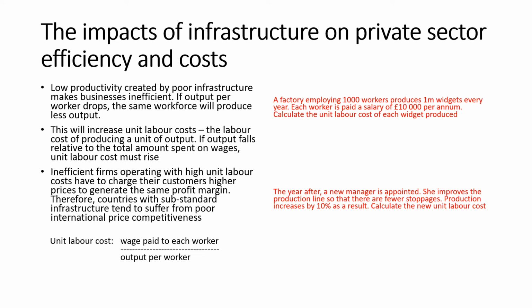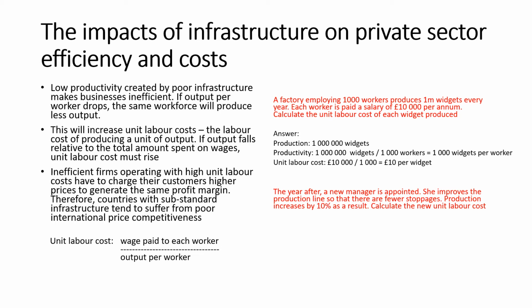So let's look at some numbers. Let's imagine a factory that's employing 1,000 workers, and those 1,000 workers produce in total 1 million widgets every year. Each worker's paid a salary of £10,000 a year. That's the wage that each worker gets. So what's the unit labour cost of each widget produced? So production is 1 million widgets, productivity is 1 million widgets divided by the number of workers. So each worker produces 1,000 widgets. So the unit labour cost is the wage paid to each worker divided by each worker's output. So 10,000 divided by 1,000 equals £10 per widget.